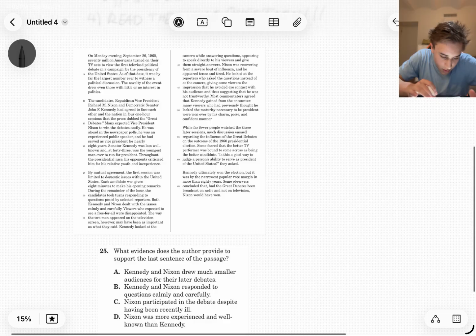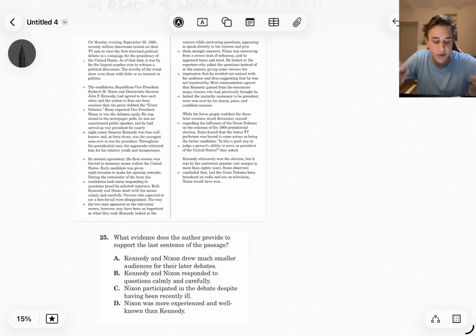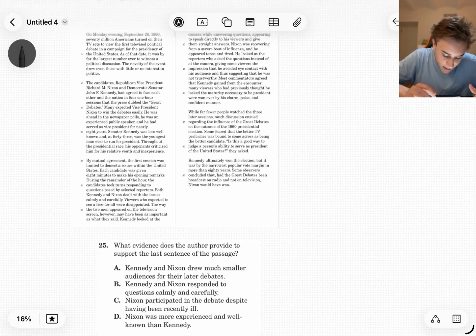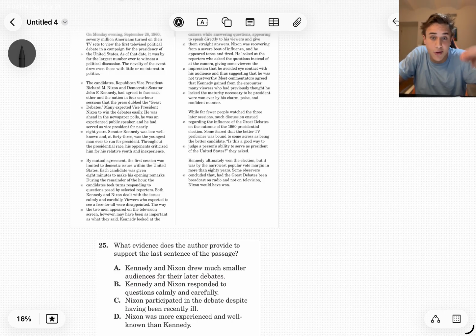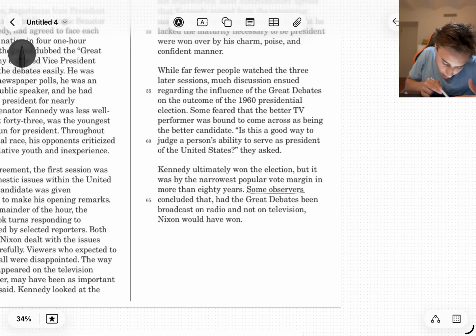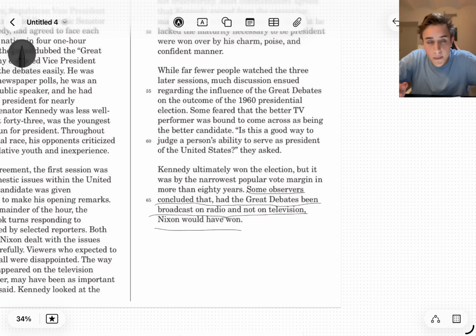So again, if you want to try to read the whole passage and answer it yourself, feel free to pause it now and read through it. I'm not going to. Okay, so it's basically asking, what evidence does the author provide to support the last sentence of the passage? So the first thing is we need to look and actually find what the last sentence is. So some observers concluded that had the great debates been broadcast on radio and not on television, Nixon would have won. So now basically we're looking for parts of the passage that talk about the debate being on television.